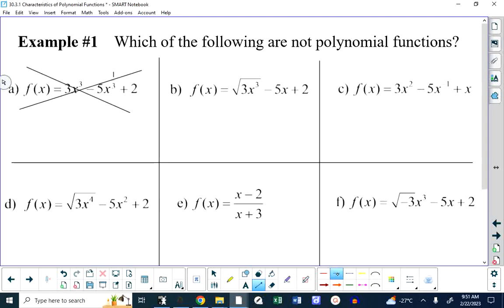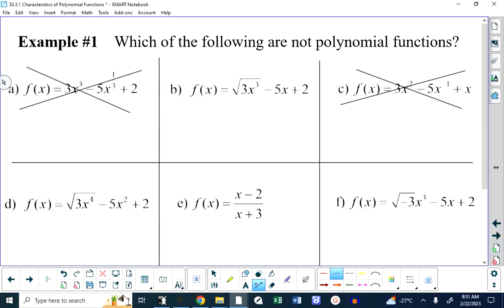Who can give me a reason why the first one is not a polynomial function? Seamus. Say it a little louder. Right, there's an exponent that's not a whole number. You have an exponent of 1 over 3, no go. That's not polynomial. I'll tell you right now, I'm going to jump ahead here to this one, that C is not polynomial either, for the same reason that we have an exponent that's not a whole number.